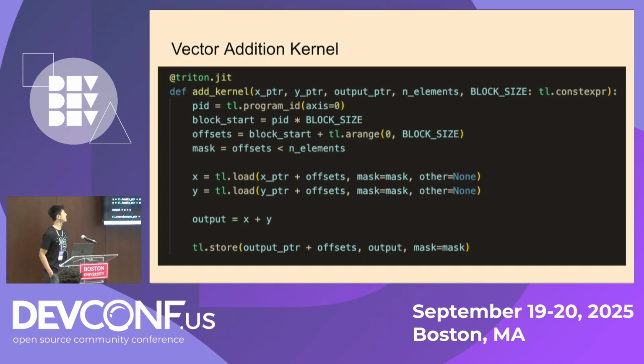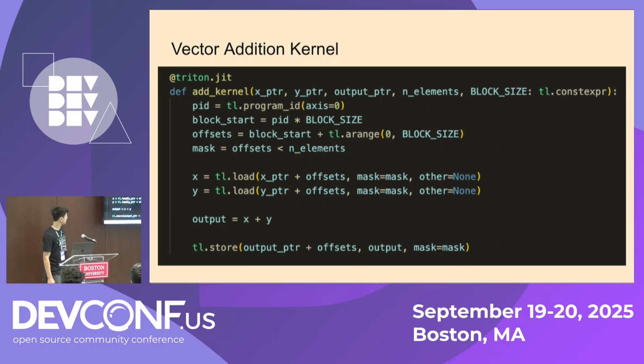And the offsets essentially define the specific index elements that we're going to be working on. So for example, if we're on block start 32 of index 32, we want to get from 32 to 64, which is our block size of 32. And the mask is essentially making sure we don't go out of bounds when computing these vector additions.